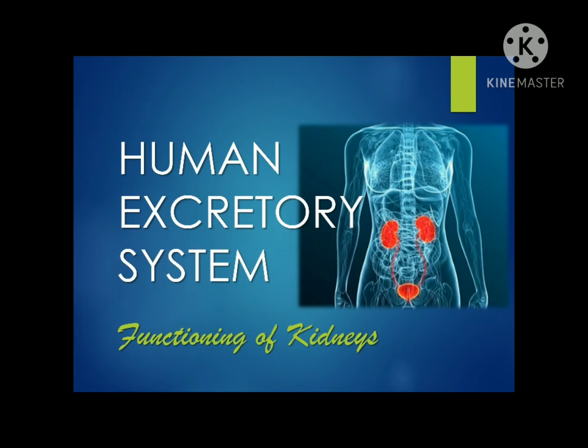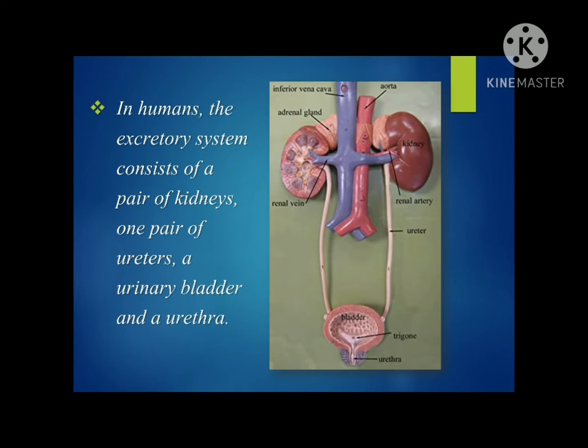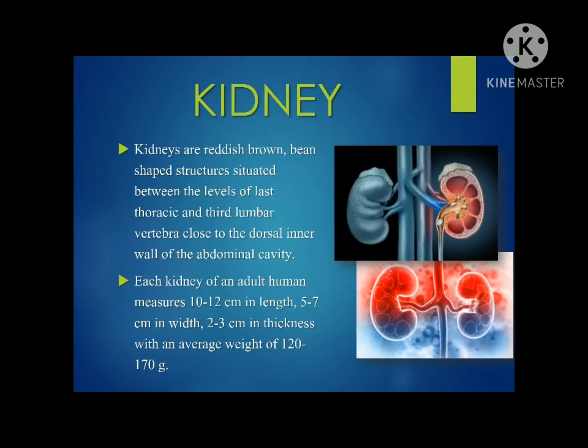In humans, the excretory system consists of a pair of kidneys, one pair of ureters, a urinary bladder, and a urethra. Kidney. Kidneys are reddish brown bean shaped structures situated between the levels of last thoracic and third lumbar vertebra close to the dorsal inner wall of the abdominal cavity. Each kidney of an adult human measures 10 to 12 cm in length, 5 to 7 cm in width, 2 to 3 cm in thickness, with an average weight of 120 to 170 grams.